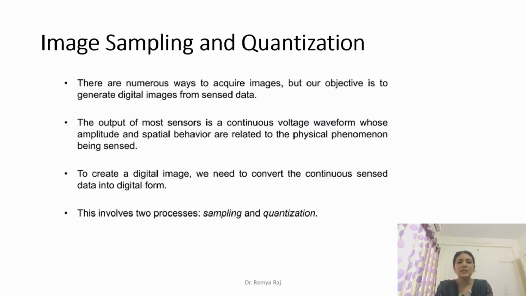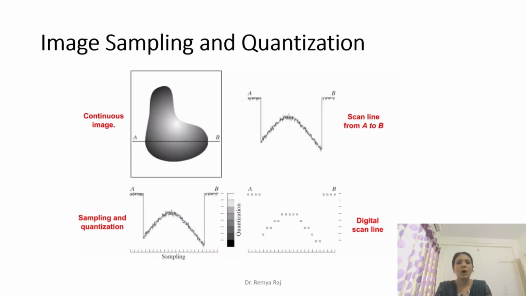There are numerous ways to acquire an image, but our objective is to generate a digital image from the sensor data. The output of most sensors is a continuous voltage waveform, so you have to convert it into digital form. To create a digital image, we need to convert the continuous sensed image to digital form. That involves sampling and quantization. So how do we do the sampling and quantization?